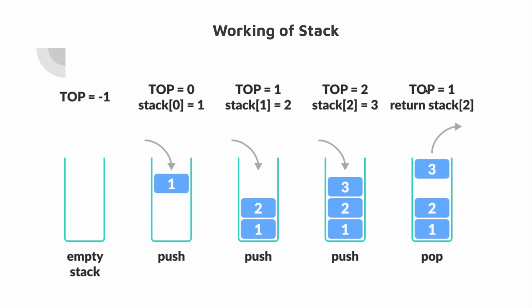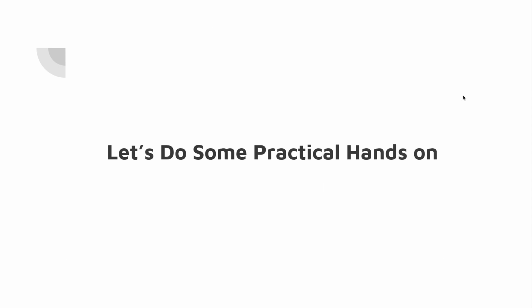Let's suppose I want to pop the value from the stack, then what do I need to do? I need to return whatever the last element was, the stack element at index 2. So I have to return stack[2] and then I will decrease the value of top. As you can see here, first I have popped the element, then I have decreased the value of top.